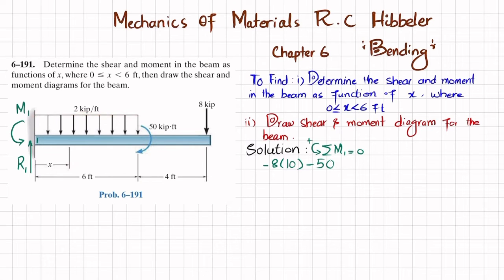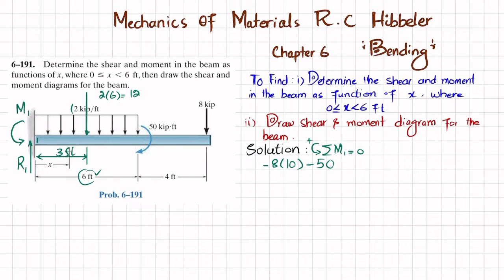Now you can see you have a distributed load, so we will convert this distributed load into a point load. For that, we will multiply this 2 kips per foot with the length over which it acts. So 2 into 6, which is 12. This load is acting downward, and it will act at half of the total length. The total length is 6 feet over which this distributed load acts, and half will be 3 feet.